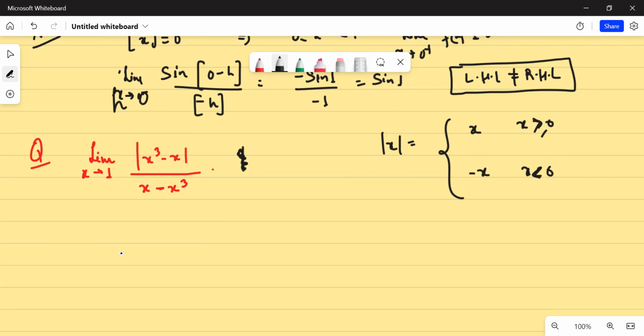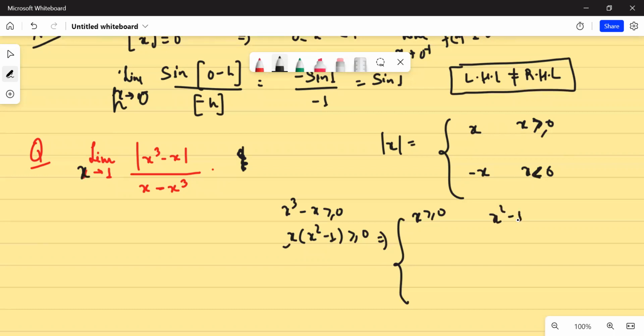Okay. Now, what I can do is, see, x cube minus x would be greater than 0 or greater than equal to 0 only if x into x square minus 1 is greater than 0, isn't it? And here you can take two cases. One case: let's say if x is greater than equal to 0, then your x square minus 1 should be greater than equal to 0. Only then their product would be greater than equal to 0. Is that clear? I'm trying to expand this particular modulus of x cube minus x. Let us see if that helps us during the question.